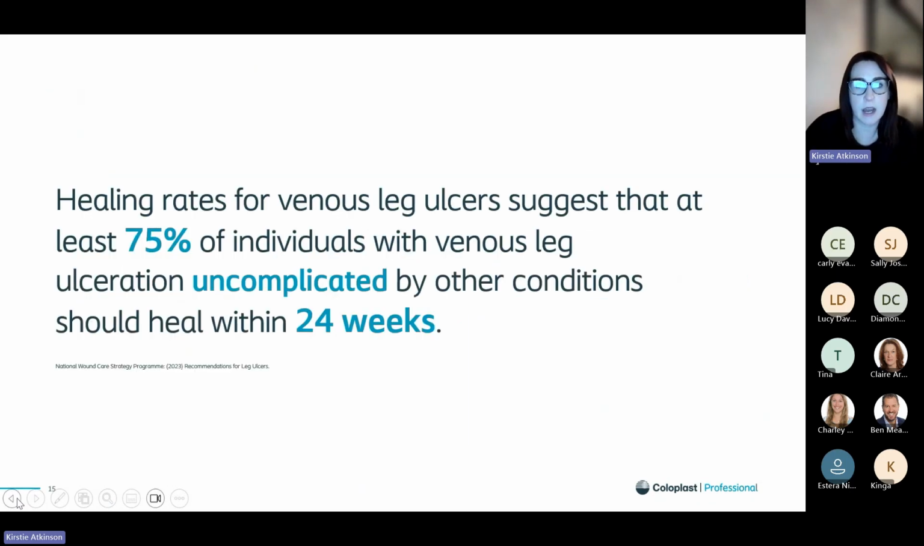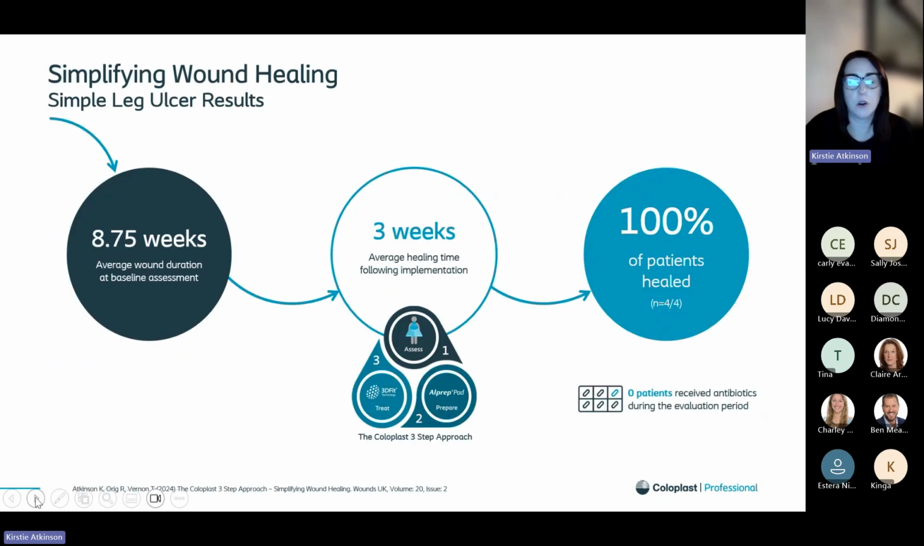So if I go back to this slide, like it says on the slide, they're uncomplicated by other conditions. So we have then also broken down the data further to look at simple and complicated. And I'll come on to the complicated category in a second. But for the simple leg ulcers, these had an average wound duration of 8.75 weeks. They went on to heal in 3 weeks, and 100% of the patients healed.